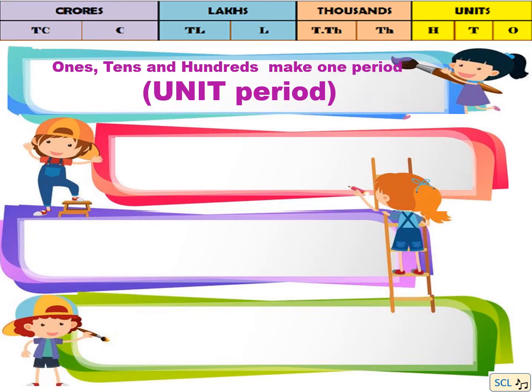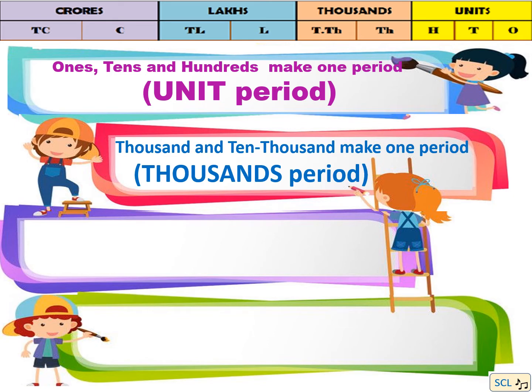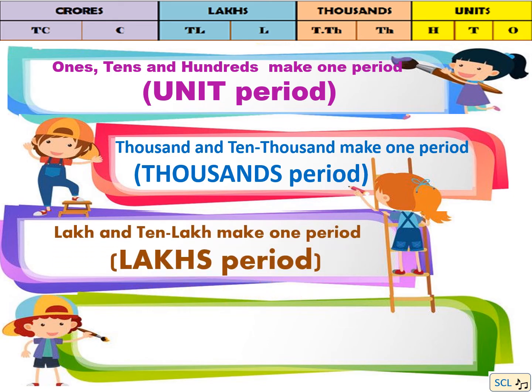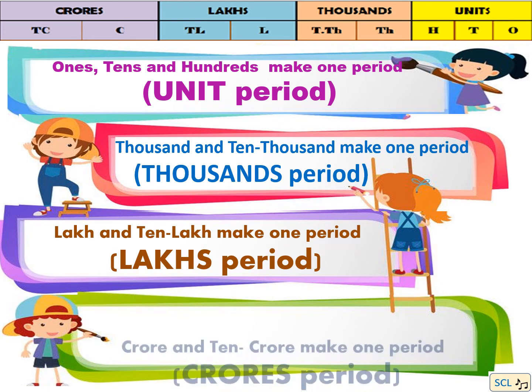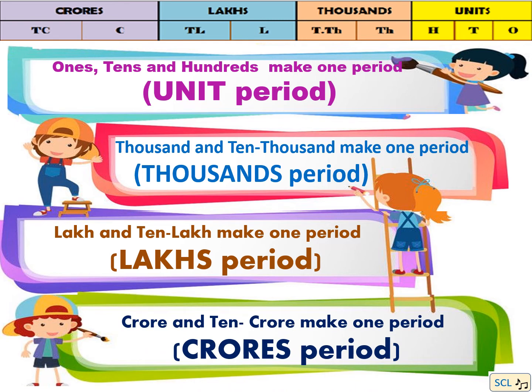Ones, tens and hundreds make one period, that is the units period. Thousands and 10,000s make a period, that is the thousands period. Lakhs and 10 lakhs make one period, that is the lakhs period. And lastly, crores and 10 crores make the period called the crores period.